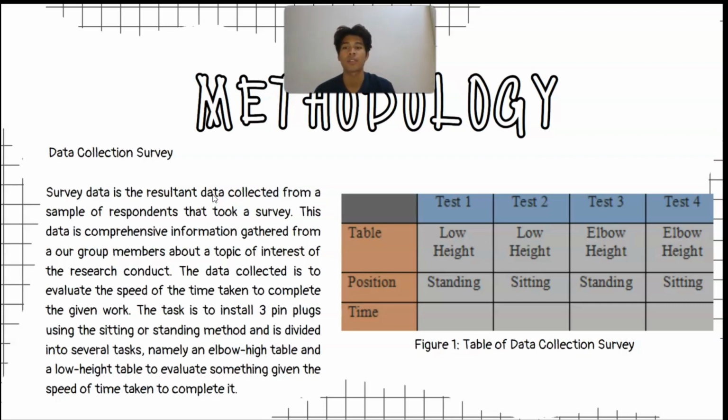So first is the data collection survey. The data collected is to evaluate the speed of the time taken to complete the given work. The task is to install 3 pin plugs using the sitting or standing method and is divided into several tasks. In this project, we are using 2 different tables. First is an elbow height table and second is a low height table. In figure number 1, the table of the data collection survey, we use this table because we want to calculate the time taken when we finish assembling the 3 pin plugs.